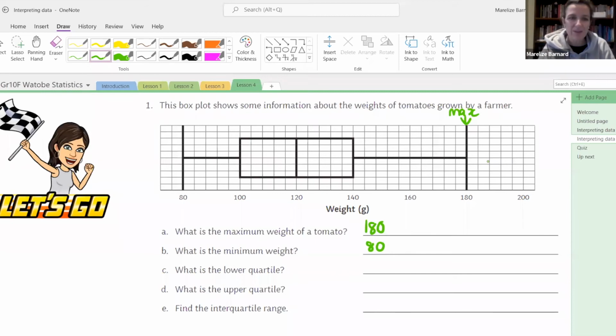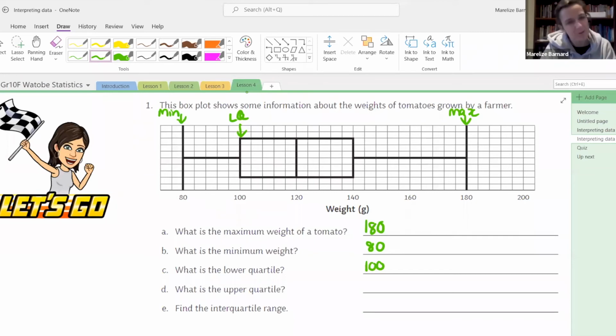Okay, and then the next one, what is the lower quartile? Remember, this is our minimum value. What is the lower quartile? Wonderful, Watobians, you guys are doing excellent. Dropping those answers, left, right, and center. So lower quartile is the 100. These answers are moving so like lightning fast. I can't keep up with everyone. Okay, ready, steady for question D.